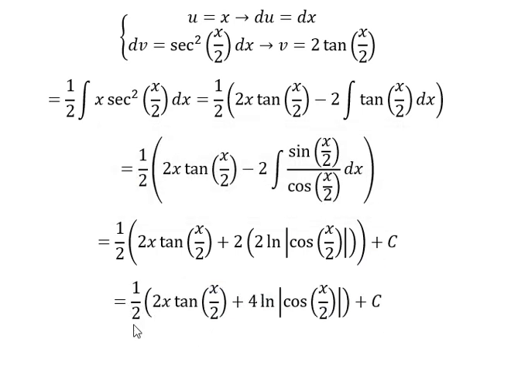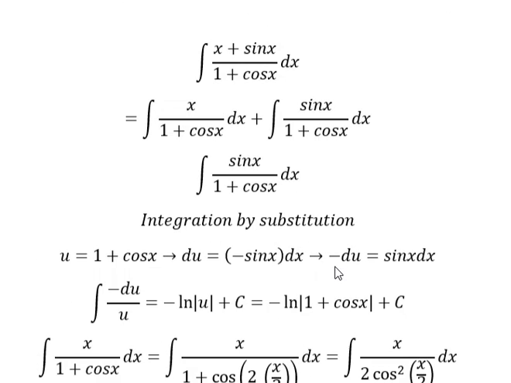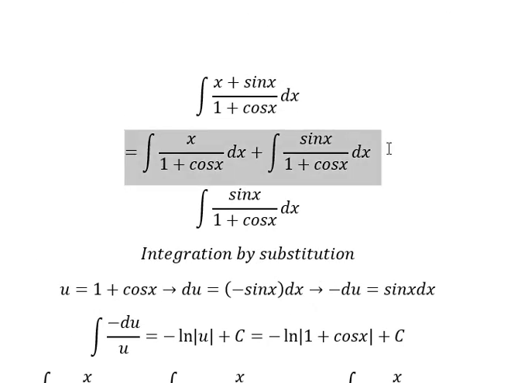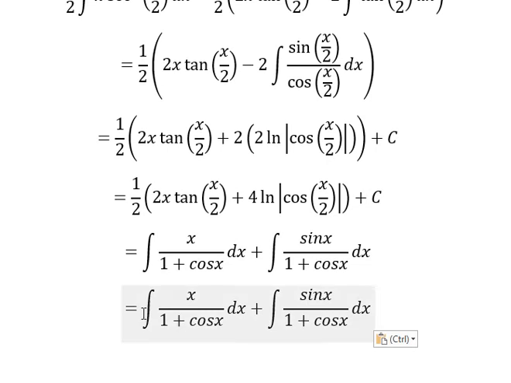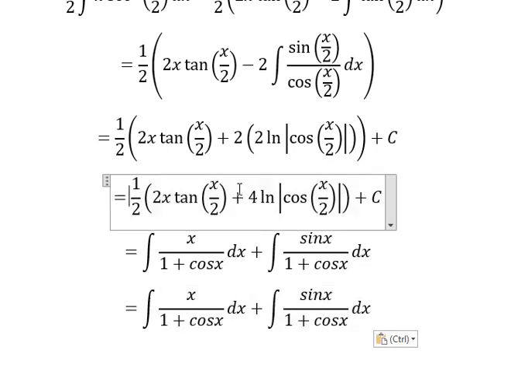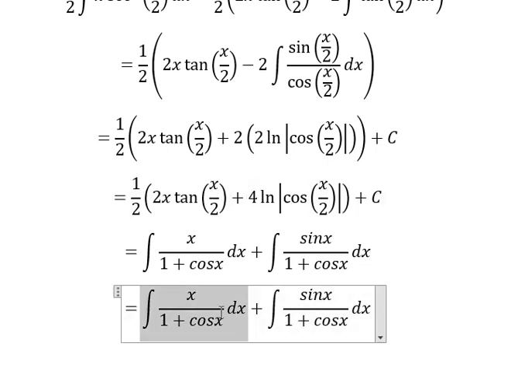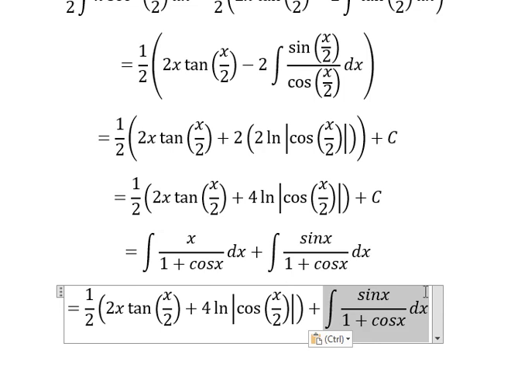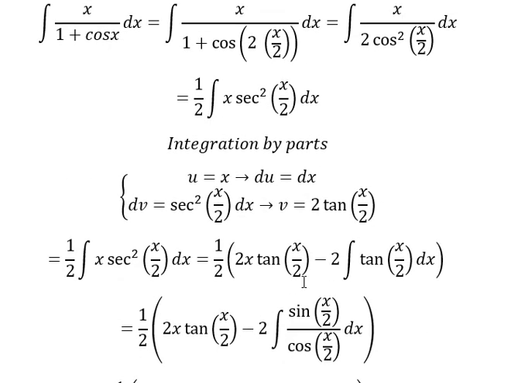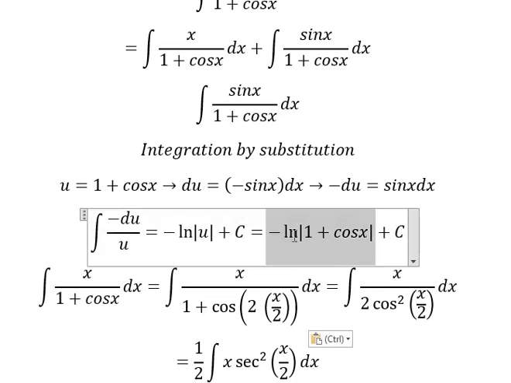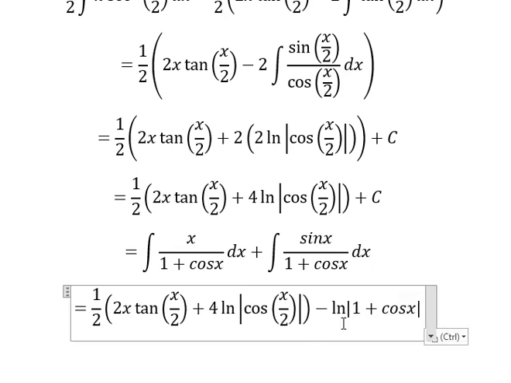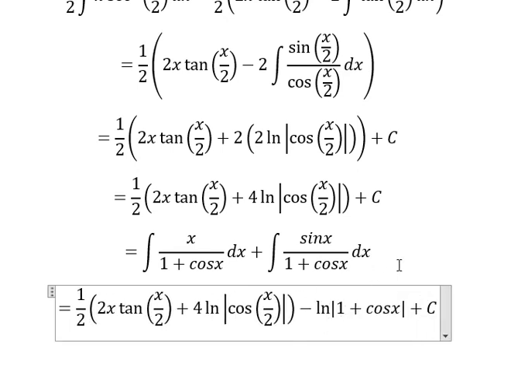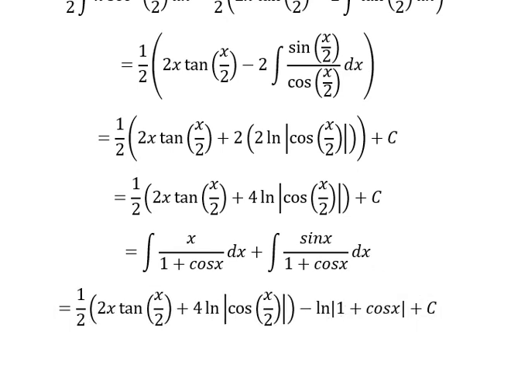Now we can combine the answer in here. For this one, that is this one. And this one, that is this one. And then we put c, that's the constant. This is the end.